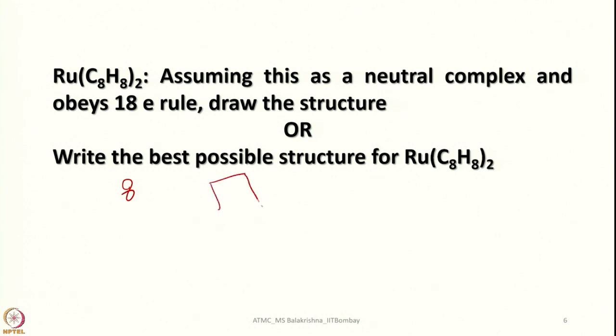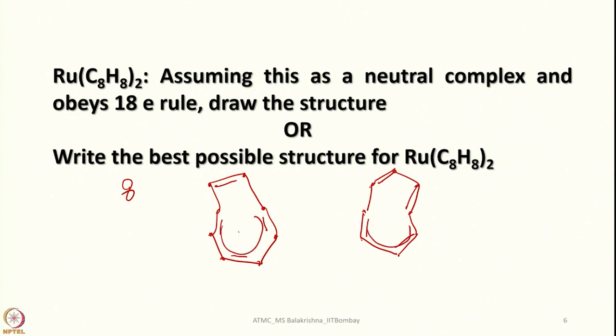So, you can have 1, 2, 3, 4, 5, 6, 7, 8 there. If 8 are there, let me see whether I can put bonds like this. And also, let me write one more. 1, 2, 3, 4, 5, 6, 7, 8, something like this. If I put something like this, if I take this one and if I take this one, it becomes sort of 3 electrons. Recall it is like a benzene and it is ethylene.